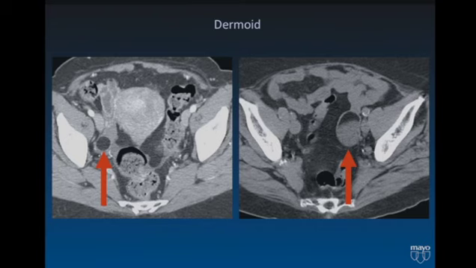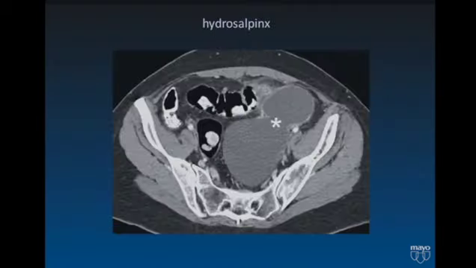Here's another example of a type of patient who does not need re-imaging or even follow-up imaging with ultrasound to establish a diagnosis. In both of these two patients, a fatty mass is identified here in the right adnexa, here in the left adnexa. The identification of fat within these masses makes it virtually pathognomonic for a dermoid or a benign cystic teratoma, and ultrasound is really not required in this patient.